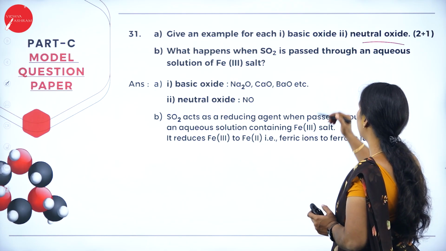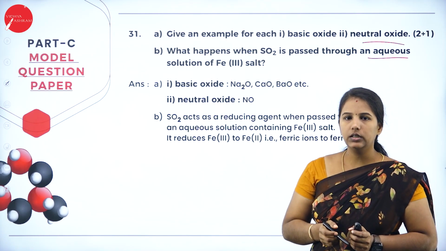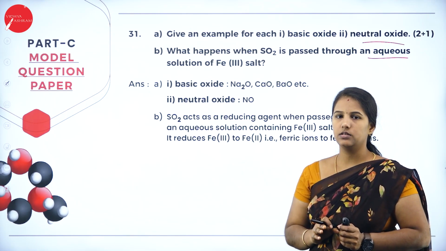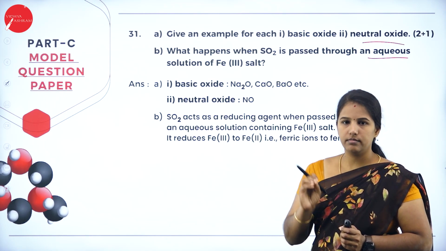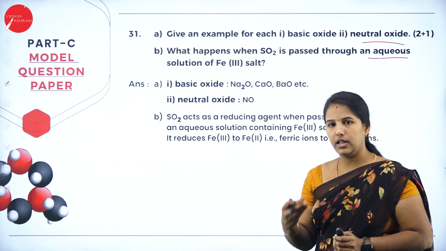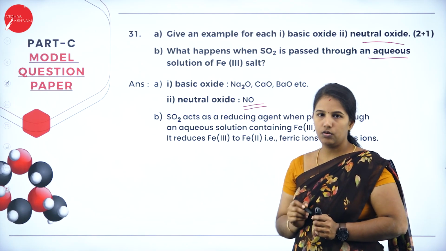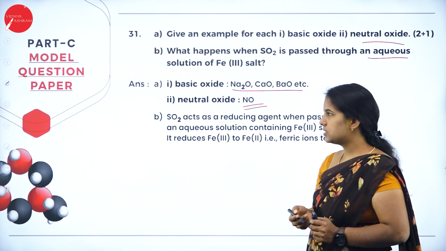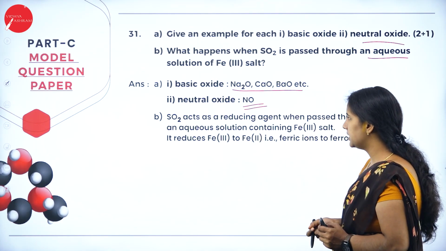Next, give an example each for a basic oxide and a neutral oxide, and what happens when sulfur dioxide gas is passed over an aqueous solution of iron(III) salt. You must recognize one as a basic oxide and one as a neutral oxide. We are familiar with the neutral oxide from studying the nitrogen family, that is nitric oxide, NO. Whereas for the basic oxide, you can take calcium oxide, barium oxide or sodium oxide. They are the basic oxides.